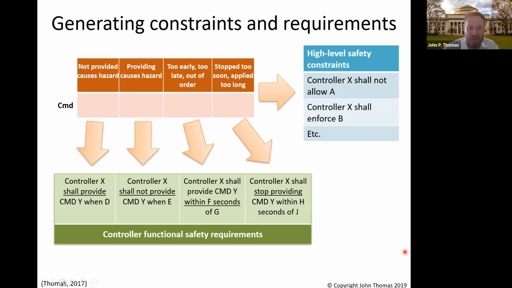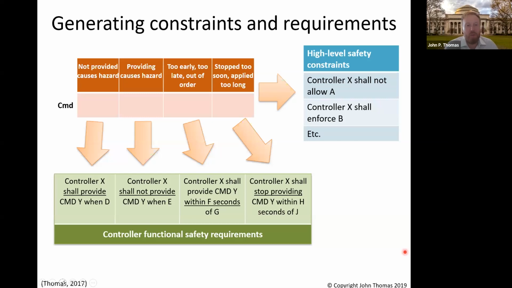Now, you can call them something else if that helps you get your job done. You can call them safety constraints instead of requirements, but these are really useful pieces of information if you're designing your system, and particularly from a safety perspective, if you're coming up with test cases and training cases and things like that.